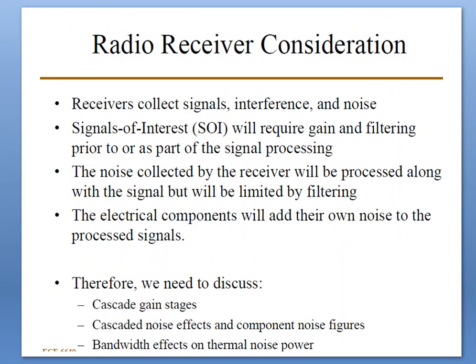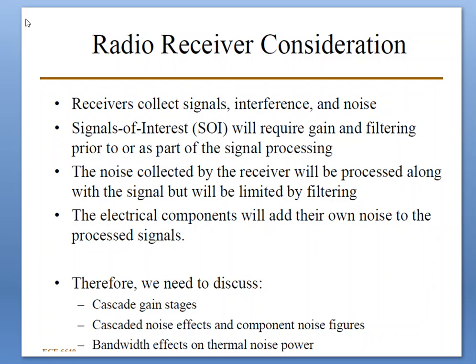And we have seen some of the radio receiver considerations. The receiver collects the signals, interference and losses. Signals of interest will require gain and filtering as part of signal processing. The noise collected by the receiver will be processed along with the signal but will be limited by the filtering, and the electrical components will add their own noise to the processing of signals. Therefore, we need to discuss again the cascade of gain signals, the cascade of noise effects and the component noise figures.